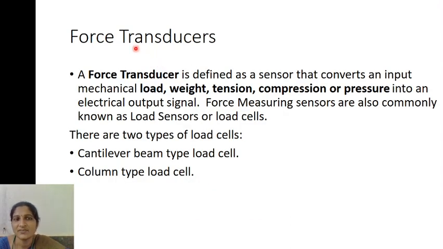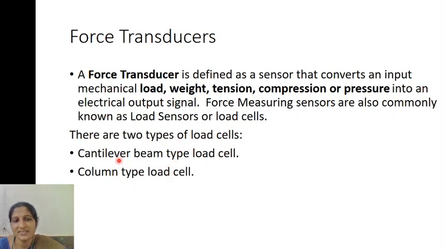Next one is the force transducers. The transducers which are used to measure force are the force transducers. Generally, a force transducer is a sensor that converts an input mechanical quantity, either load, weight, tension, compression, pressure, whatever it might be, into an electrical output signal. Usually the force measuring sensors are the load cells. These are called load cells. Then there are two different types of load cells.